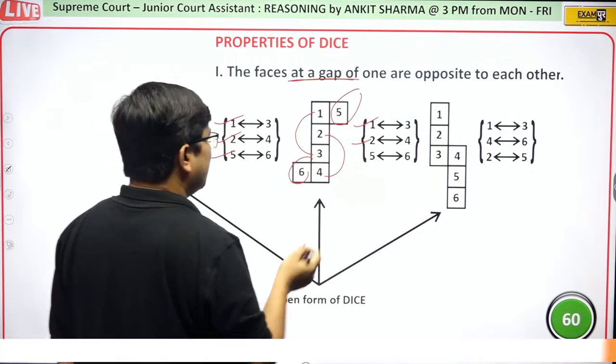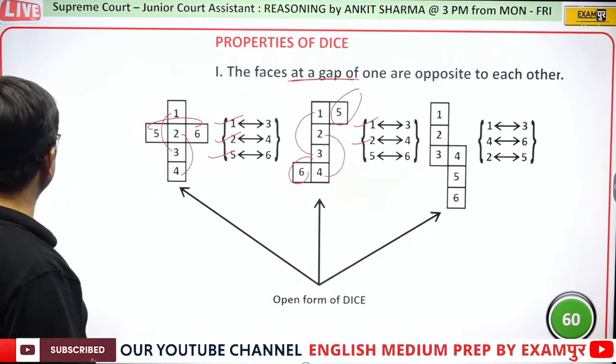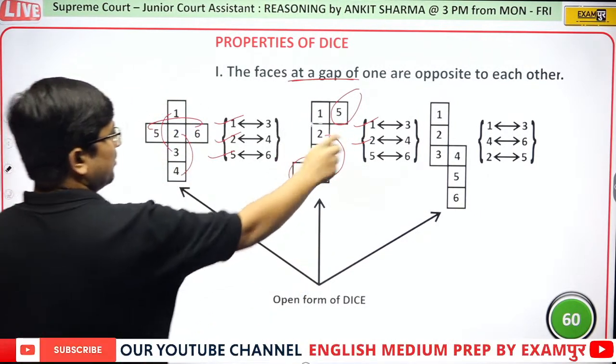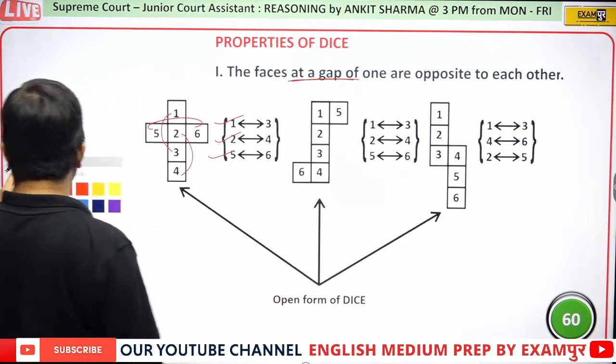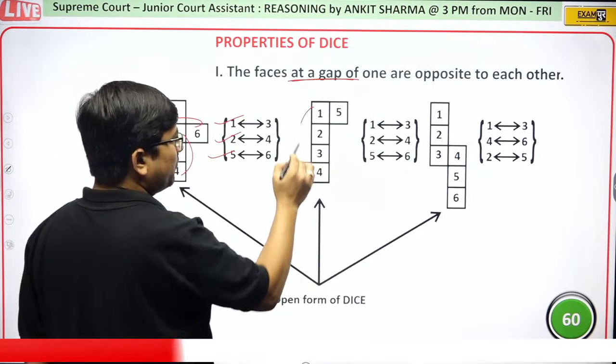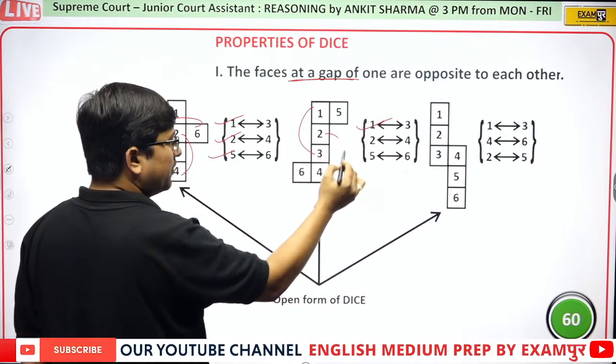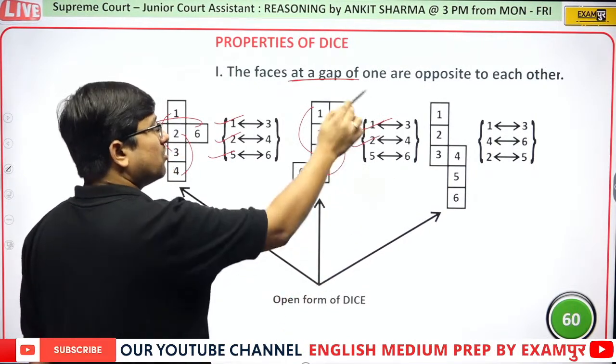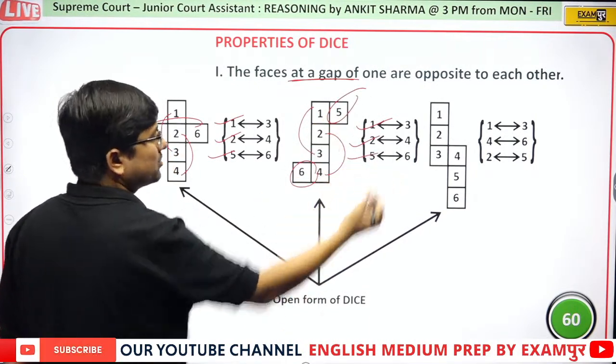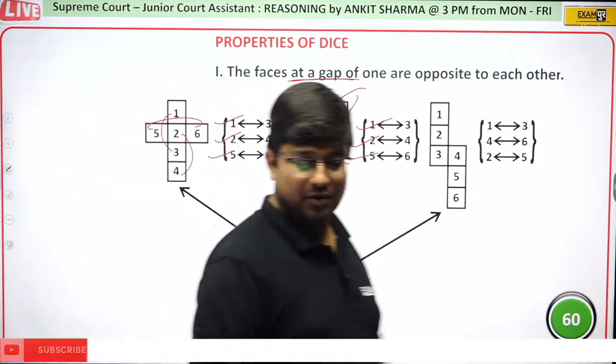So basically, my dear students, there are 3 pairs of opposite faces. Now, at a gap of one face from 1 is 3, at a gap of one face from 2 is 4, so they are opposite. So the ones who are left out will also be opposite. In this way, you can understand, as simple as that.